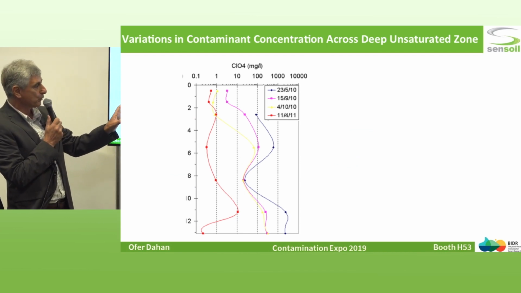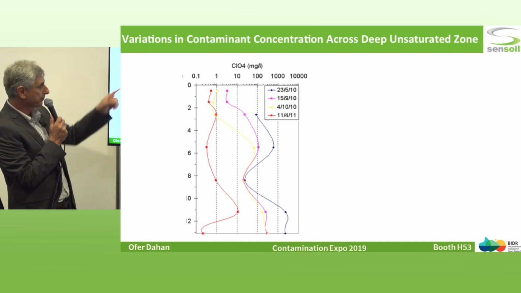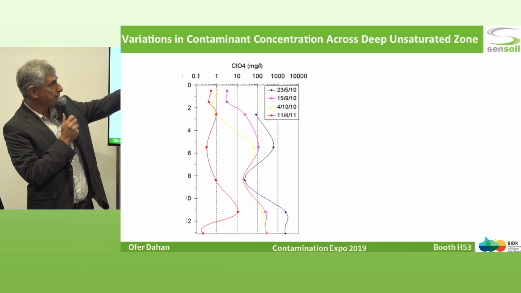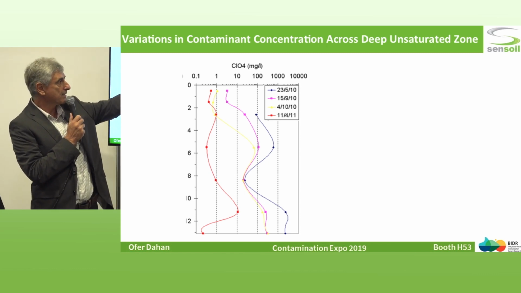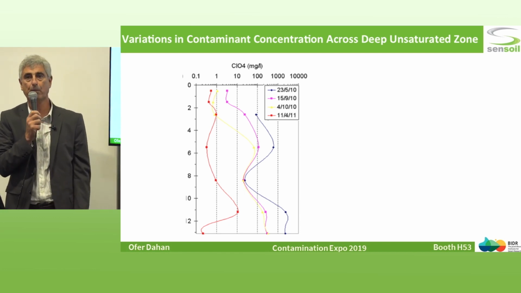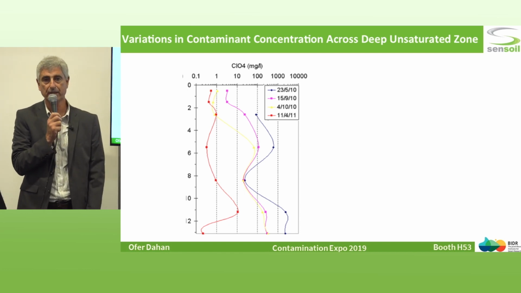The data, we can present it in different forms, but here it is as profiles. This is depth in meters, and these are the concentrations of perchlorate on a logarithmic scale. The first one, before we started, is the blue one. So you see concentrations from hundreds to thousands of milligrams per liter. In some places it's very, very toxic, okay?